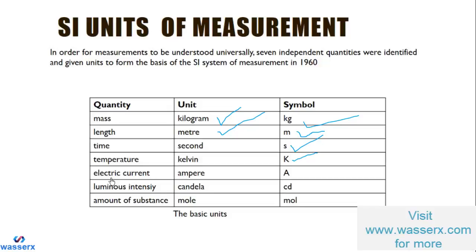Then electric current is ampere. We have the lowercase a. Then we have luminous intensity, which is candela, and the symbol is cd. Then the amount of substance is mole, and this is the symbol. Now, these are called the basic units or the fundamental units of measurement.